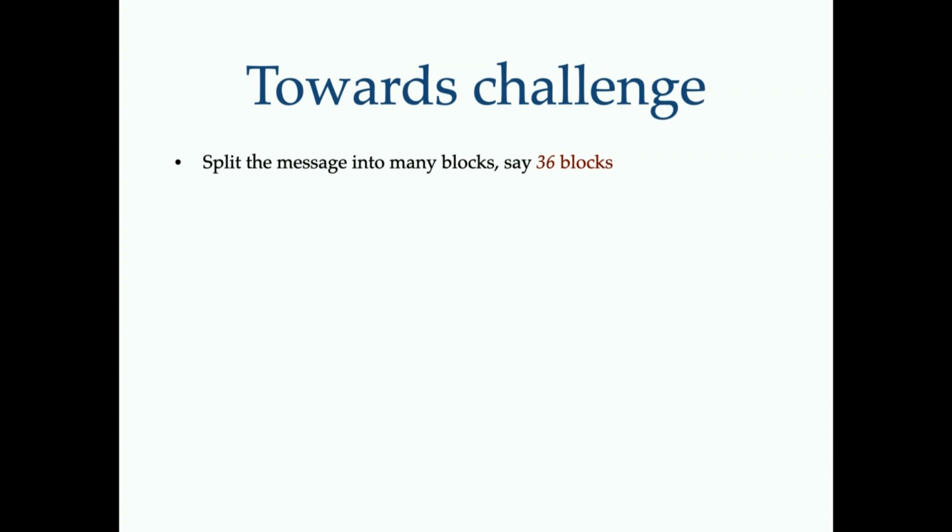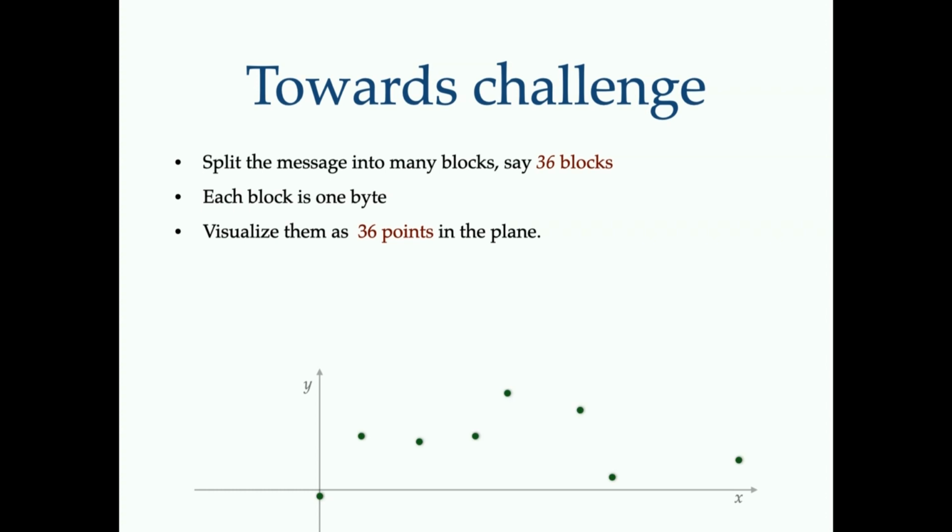Originally my message has 36 bytes. I was working with this example of 36 bytes. So let's say we split the message into 36 blocks, so each byte is a block, each block is 1 byte. Now I can visualize them as 36 points in the plane. Here are, let's say, 36 points. Now what was my trick? My trick was to pass a line through them. Can I pass a line through them?